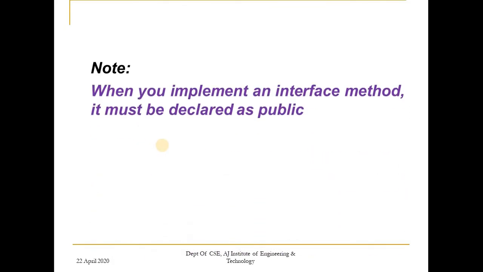Next, when you implement an interface method, it must be declared as public. Otherwise that will give you an error. This is very important. When you are trying to implement an interface method, you must declare it as public.